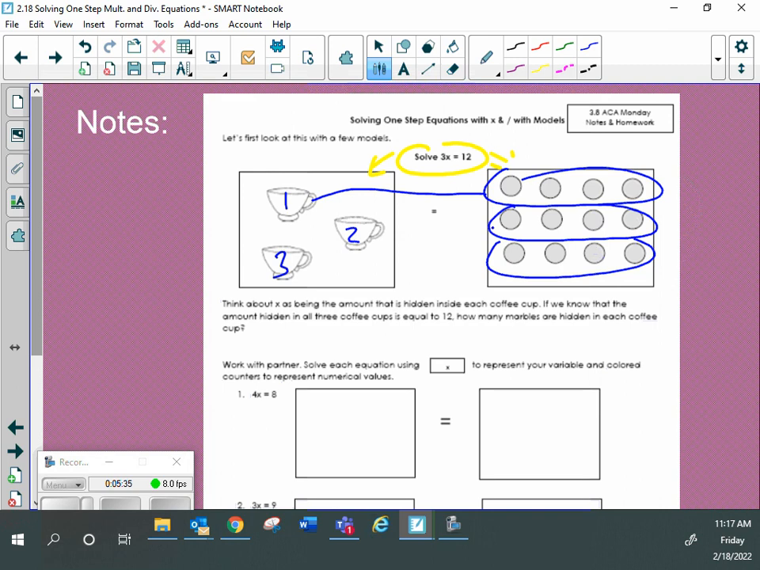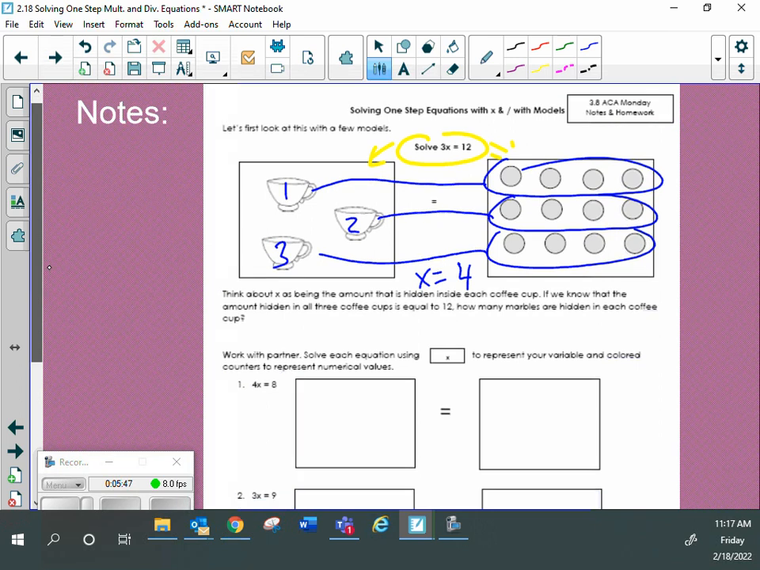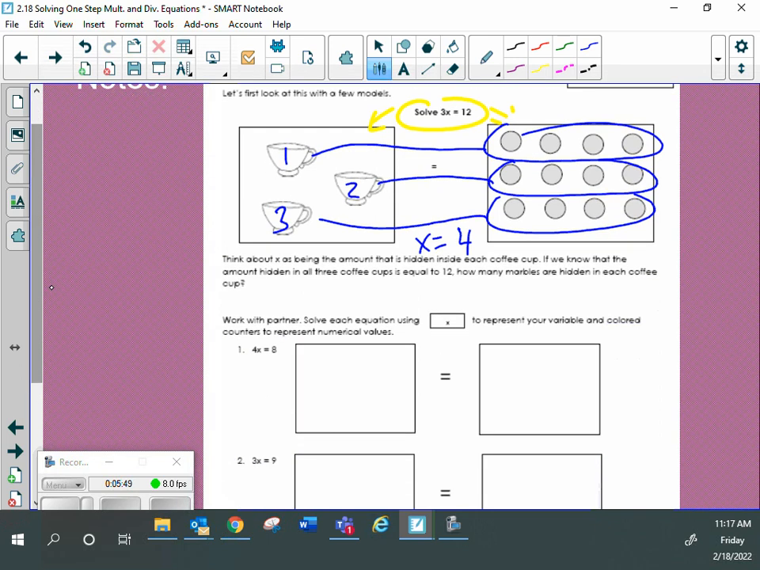Okay, so this goes to 1, 2, and 3. So X is going to be how much is in each cup, and there are 4 in each one. Okay? So let's keep going.